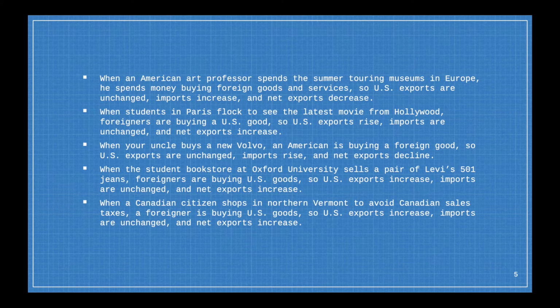E. When a Canadian citizen shops in northern Vermont to avoid Canadian sales taxes, a foreigner is buying US goods, so US exports increase, imports are unchanged, and net exports increase.